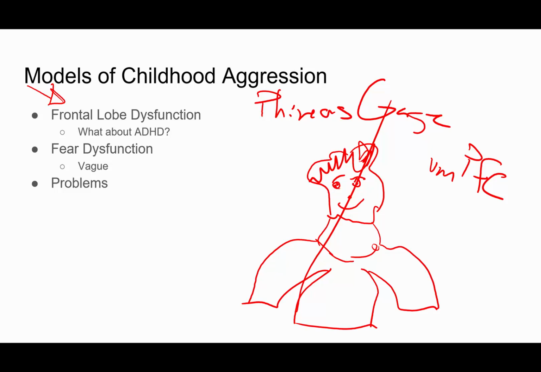There's a bullet point under there that says vague. The reason that's there is because it's sort of vague the way they try to describe what fear dysfunction is, right? The basic end result is kids aren't properly processing information related to things that they should be afraid of. The real problem with this, Miriam, is that it all folds back into frontal lobe dysfunction, if you ask me, right? Because your frontal lobe is important. There's an important circuit between your VMPFC and a brain region called the amygdala.